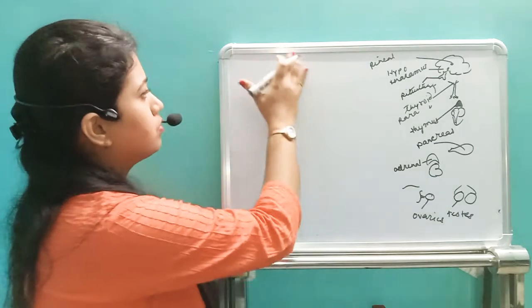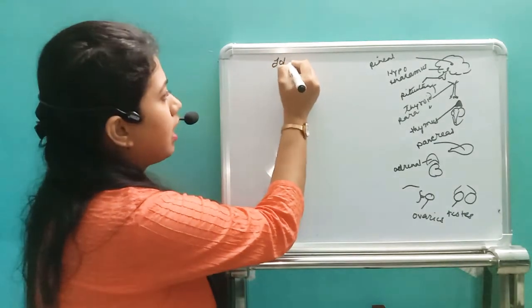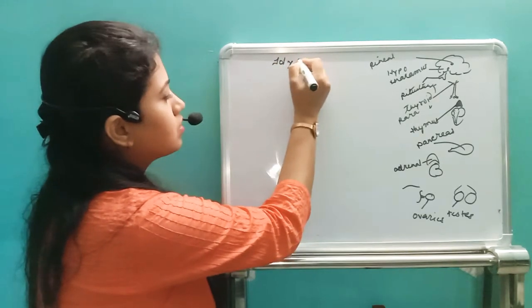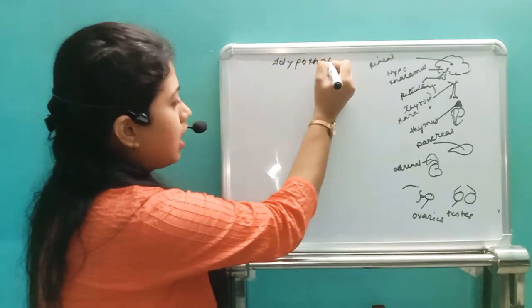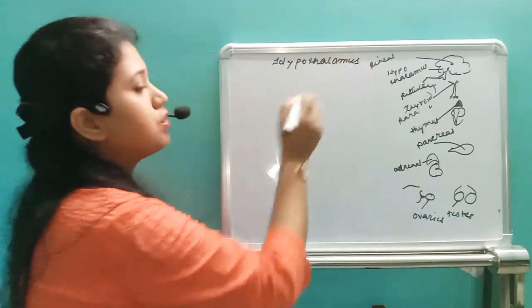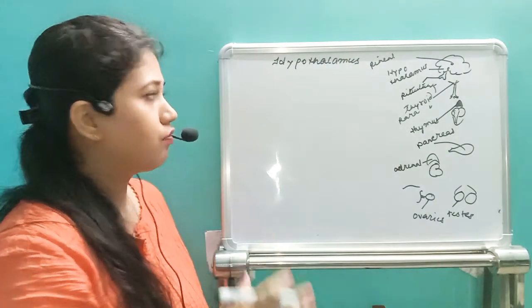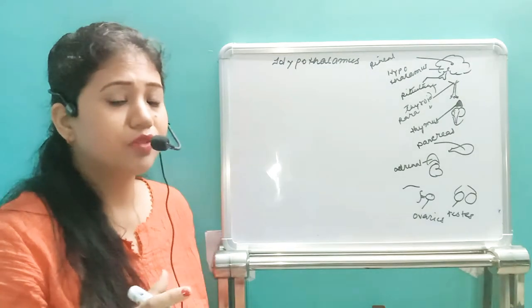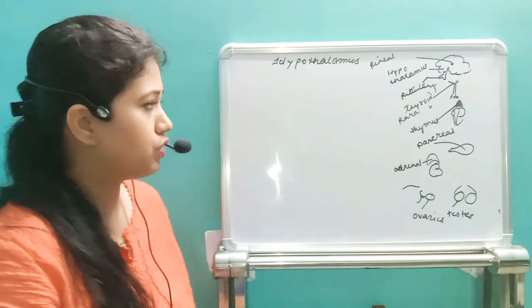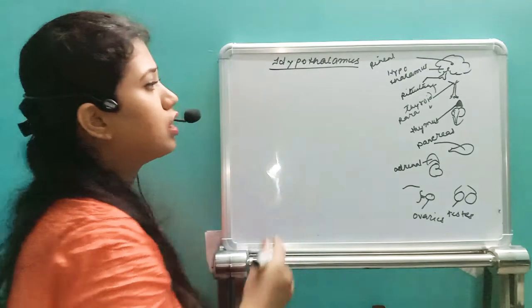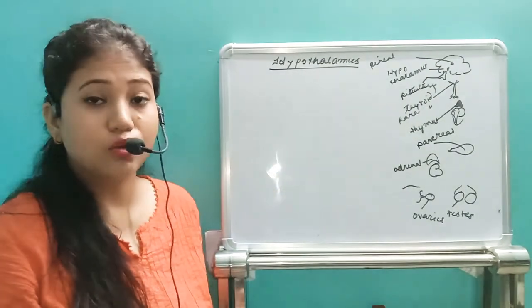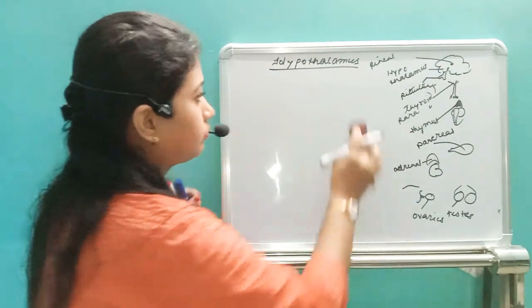But yes, before the pituitary gland we need to know about the hypothalamus. So we will study the hypothalamus and the pituitary gland together, because both of them have a similar type of function. Both of them are associated with each other. So first of all, the location of the hypothalamus. What is the location of the hypothalamus?